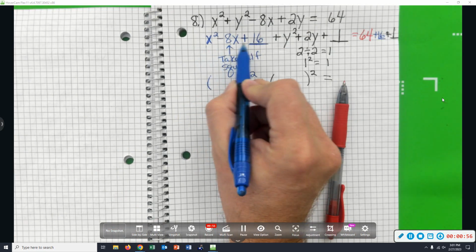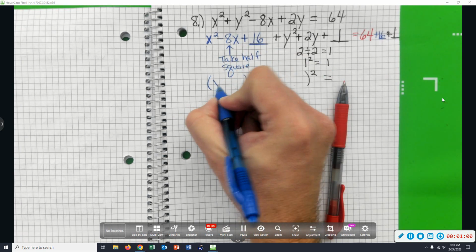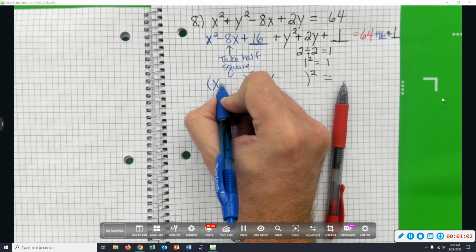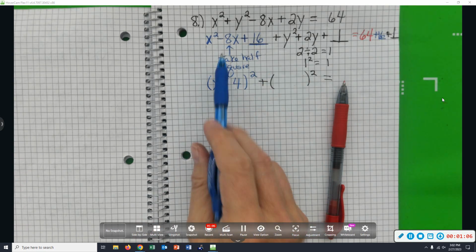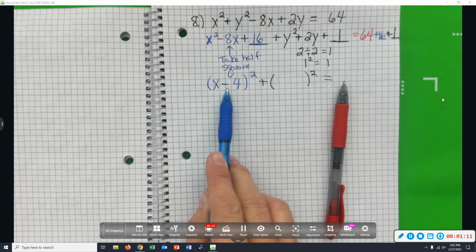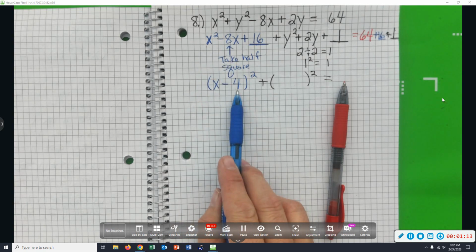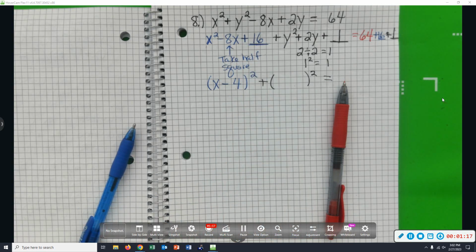I'm factoring this blue stuff, x squared minus 8x plus 16. It's going to be x plus or minus 4. So it's just that variable, the very next sign, and half of 8, or the square root of 16, however you want to word it.